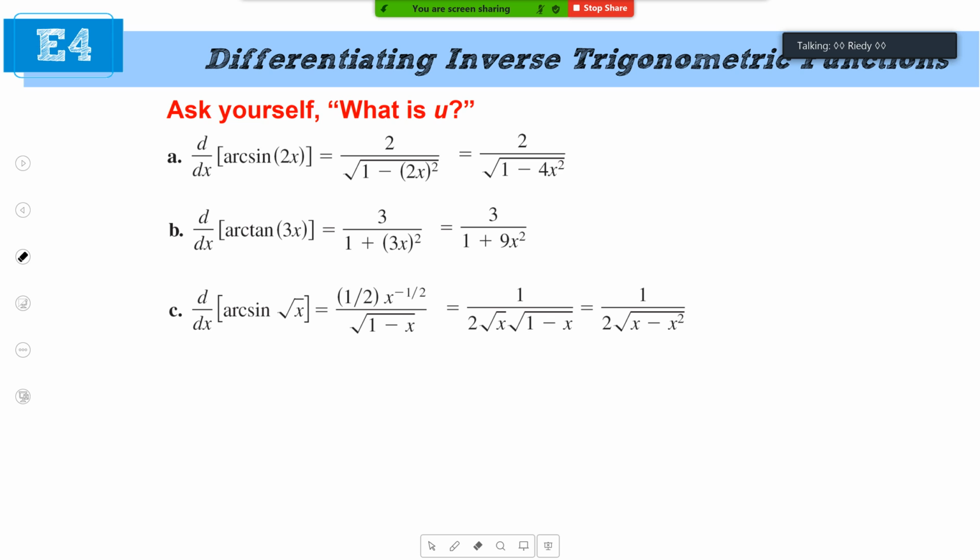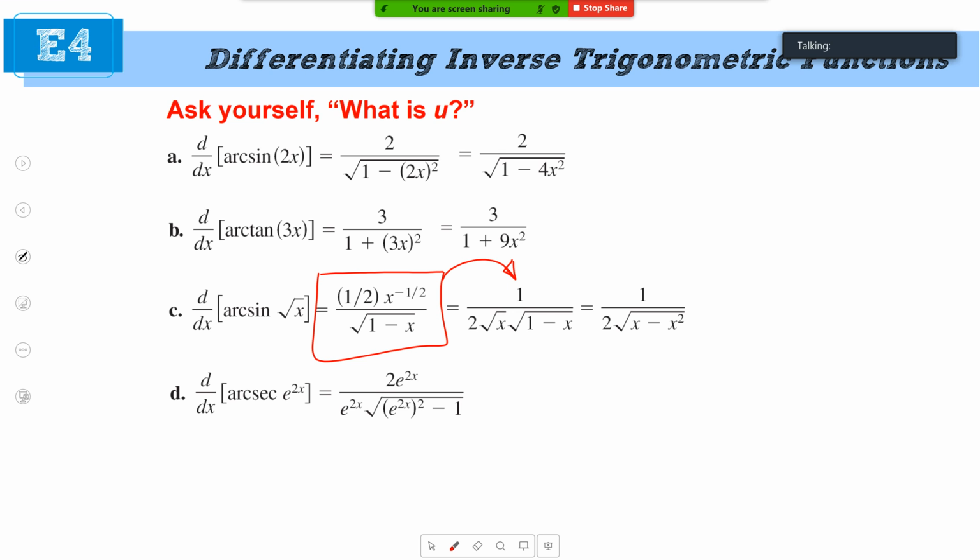And you'll notice that I did a lot of work in this example for C that I didn't really need to do. If you can get to here, I'm happy. We'll talk a little bit later about how to go to there and when you should go to there. But for now, just understanding and applying the theorem is what we're looking at. And then the last one, same thing. What is u? Plug and chug.